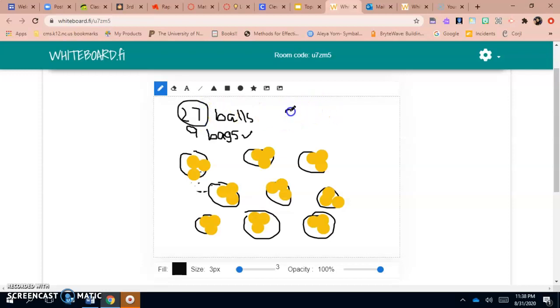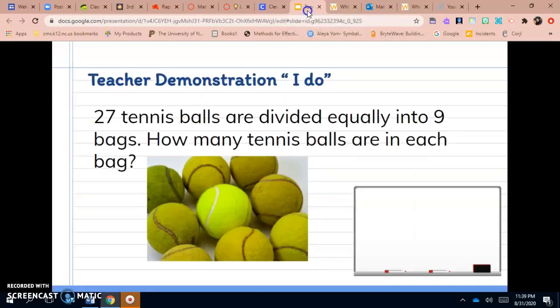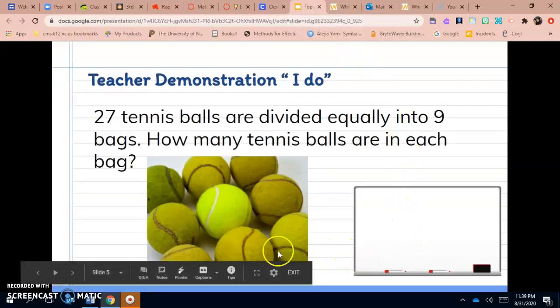So I'm going to say 27 divided by 9, because I used 9 bags, equals 3. And this is how you solve that problem using a picture. Let's go back to our slide presentation.